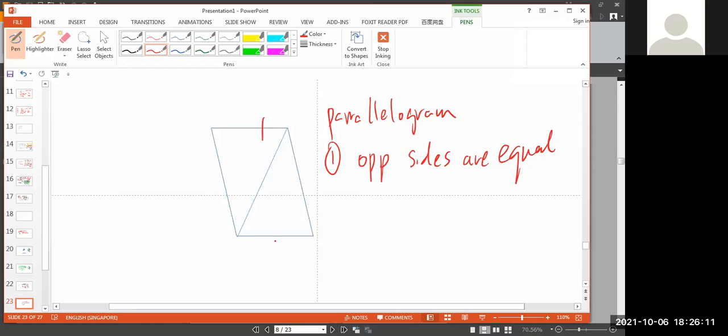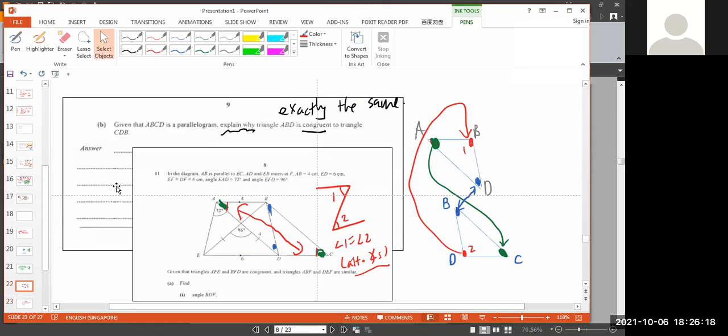So then what is the meaning? This side is equal to this side. Then this side is equal to this side. So with this, we can say that this side AB is equal to my CD. So AB is equal to CD. So far so good? Next, opposite side. So AD is equal to BC. So far so good?